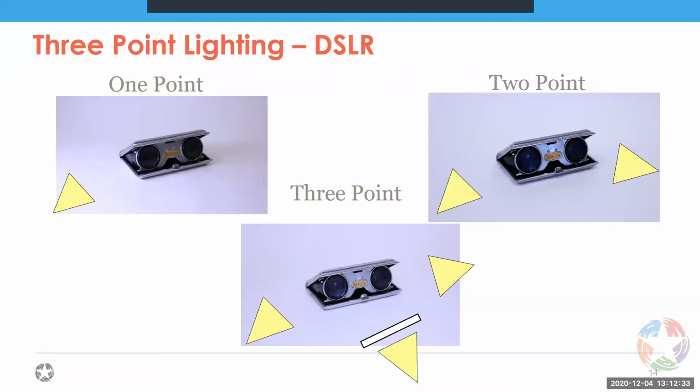This was with the DSLR that I had. 1 point, so you can see very harsh light over here, some shadows over here. 2 point, it's better, but I want to highlight the glass in the front of the binocular set. So I added a third light with the diffuser to soften it, and I felt like it really brought up the light from under the photo and just made it pop.